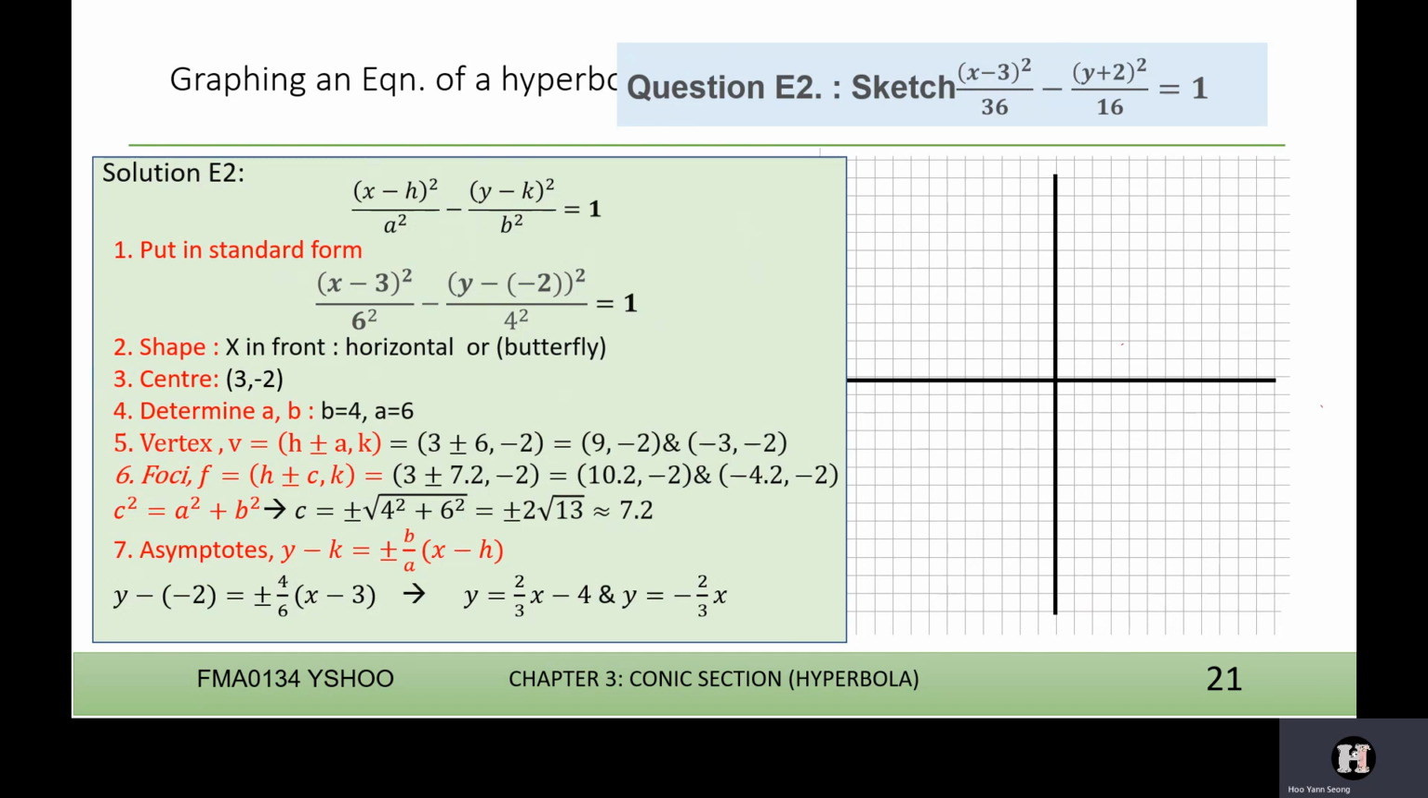Okay, so when it is horizontal, it is a butterfly. Then the center, where did you take it from? Okay, h, k, so it's 3. Although this one is y plus 2, the formula is y minus, so you change it to y minus minus 2, so you're going to have 3, minus 2 as your center.